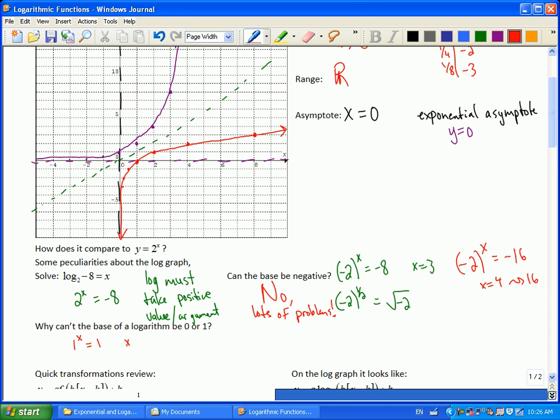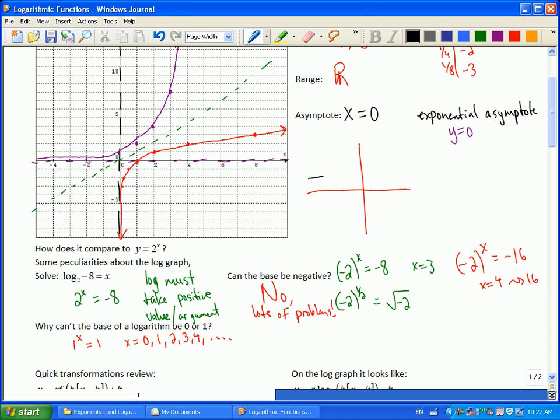Because here I could say x equals 0, x equals 1, 2, 3. It works for so many different x's. If you remember the horizontal line test, that means there's too many points. It's not going to be a function when I go to its inverse. That means the log is not a function for this. Here's the picture.